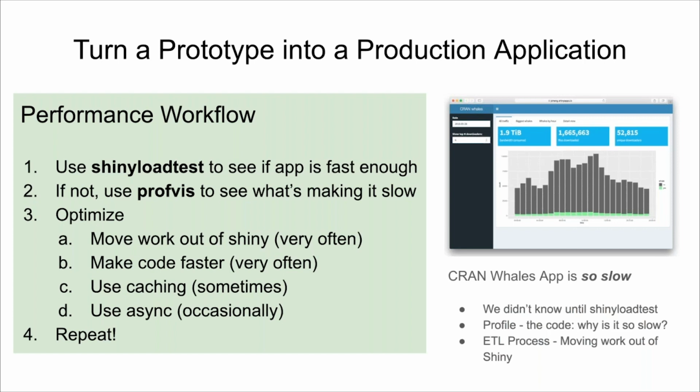So through the course of Joe's keynote, he goes through and looks at an example application called Cran Whales that he created and covered how to make that application faster through the application of these two tools, shinyloadtest to see if the app is fast enough, and profvis to see what in the R code is making that app not fast enough.